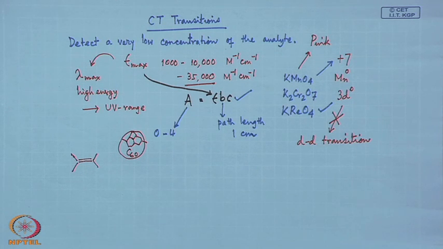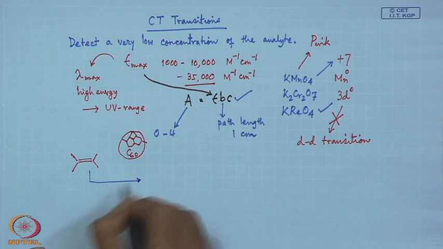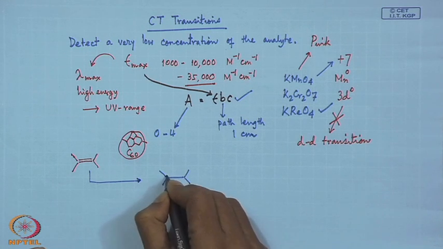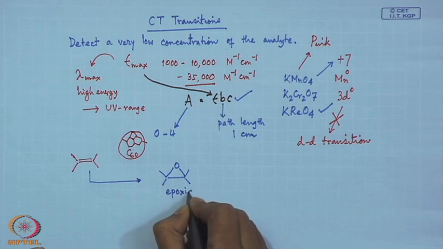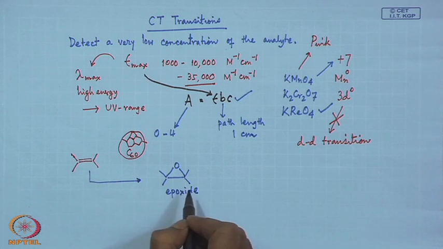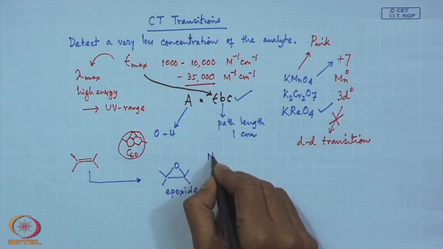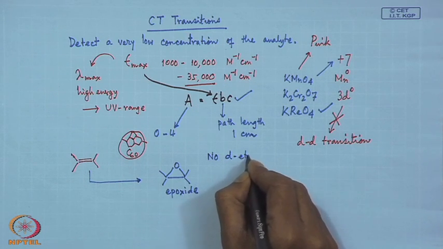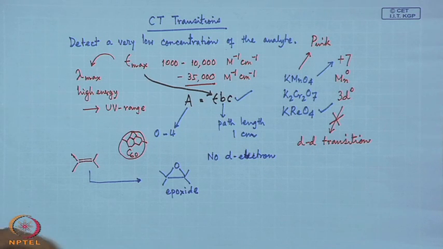So, in the solution of C60, when we have a large number of these double bonds, one such double bond can go for epoxide formation. That is also colored. So, if we go for a certain amount of epoxide formation, this is also colored. But in this particular case, like potassium permanganate, we do not have a d electron in the system, but still these are colored.